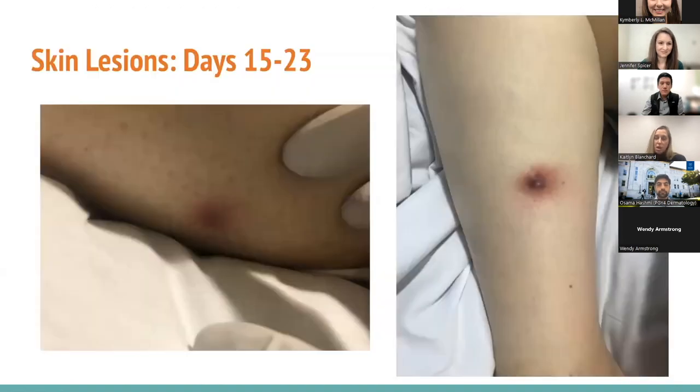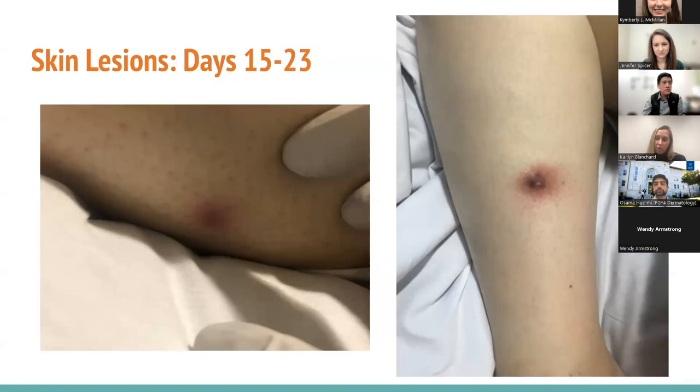And so these are some skin lesions that she developed pretty late into her stay. Actually, the first lesion didn't start to develop until about day 15 or so. The first one was on her right lower leg. She said that she thought it was an ingrown hair, definitely was painful, erythematous, edematous. And so it started on her lower extremity.